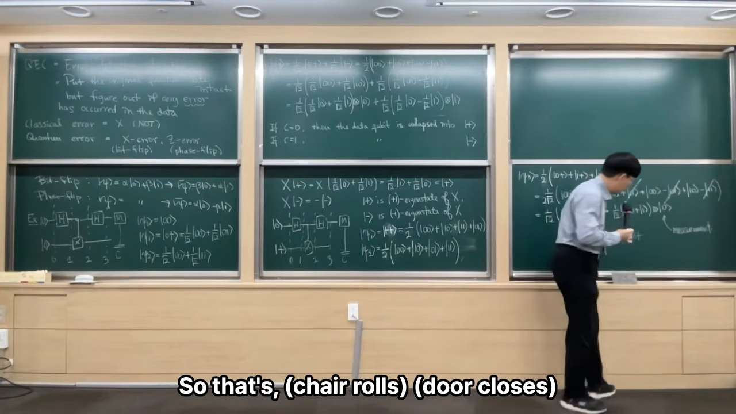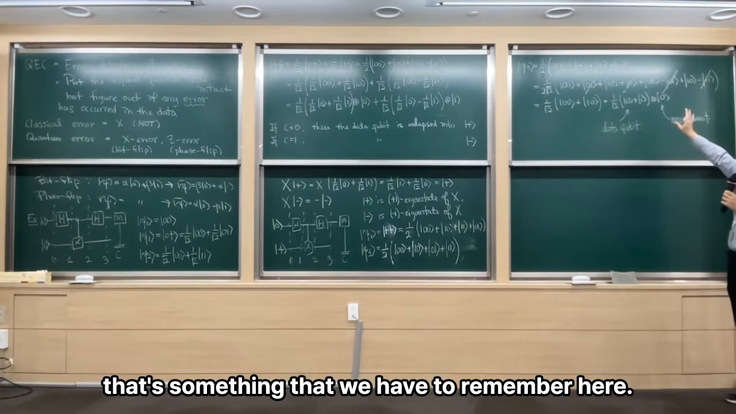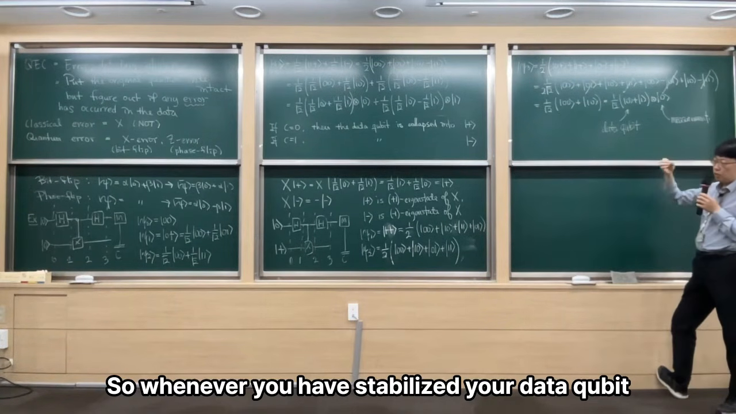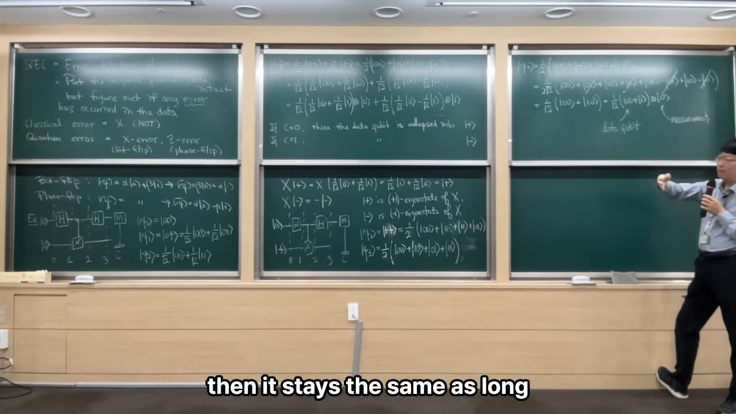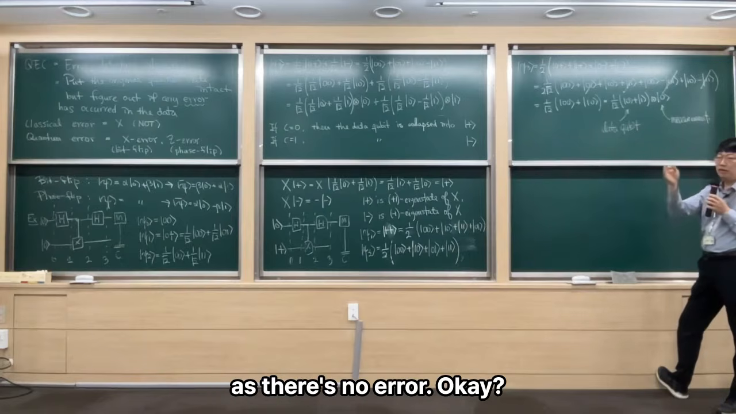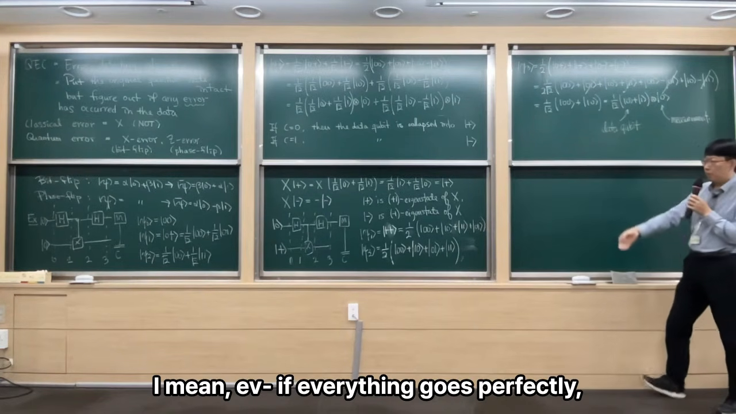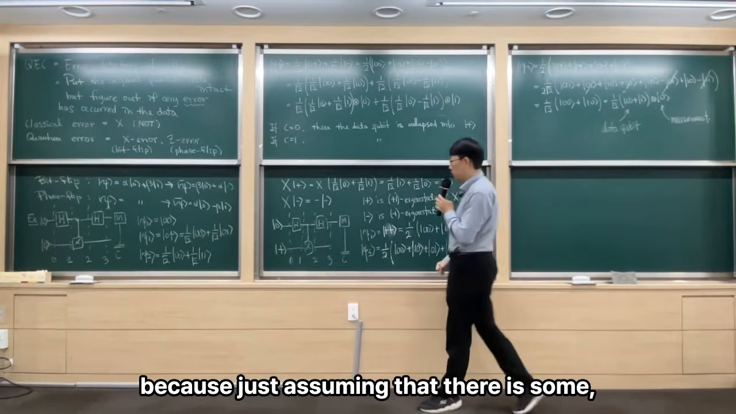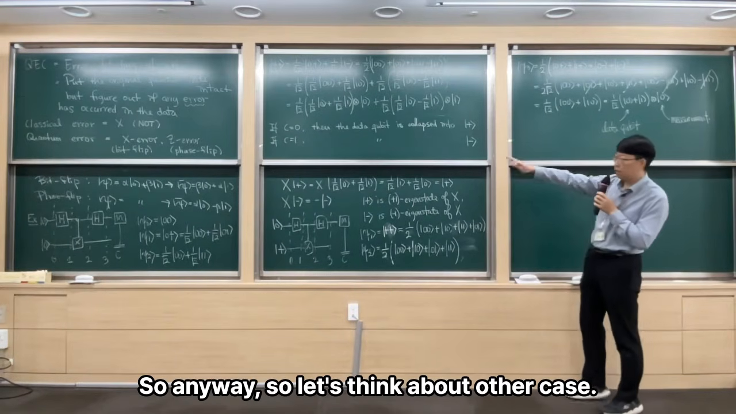So that's something that we have to remember here. Whenever you have stabilized your data qubit into an eigenstate of X, then it stays the same as long as there's no error, if everything goes perfectly, just assuming that there's nothing wrong here. So anyway, let's think about the other case.